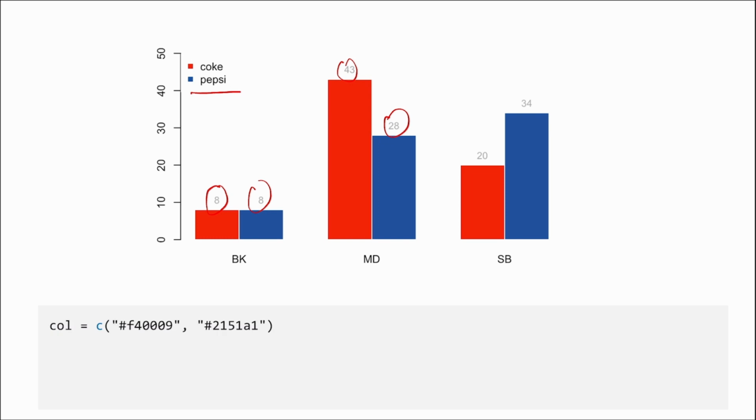First of all, I Googled for these colors. So what is a brand color for Coke? What is a brand color for Pepsi? And I selected one of those because they have several ones. So this is red for Coke. This is blue for Pepsi. And then I combine them together into a vector and save it to a variable called cols.